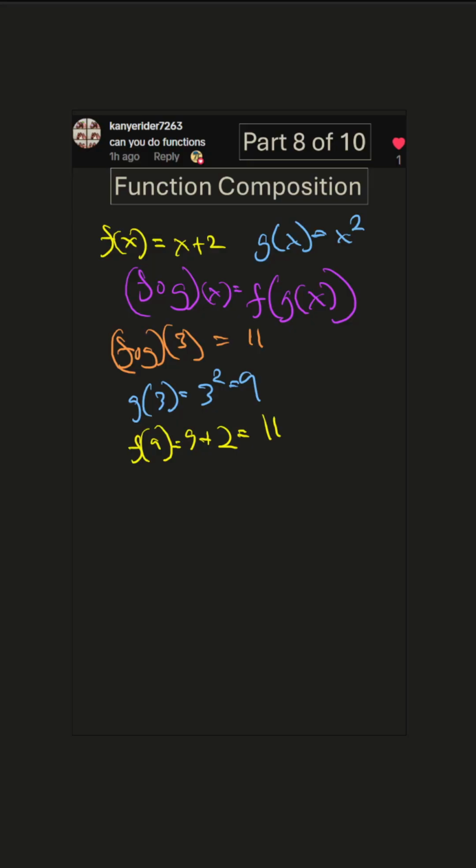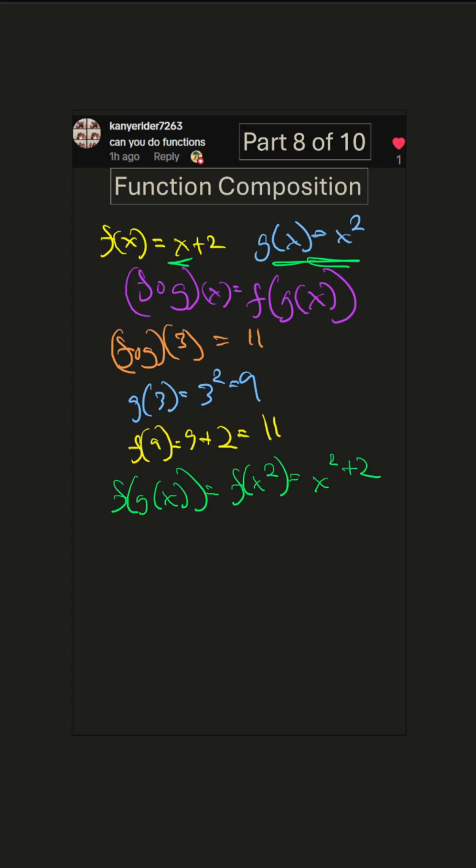Okay, so another way of doing it is to just write the formula for f of g of x. So you start with x squared and you put that inside of f. So f of g of x equals, well, what's g of x? x squared. So we put that inside of f. We take f of x squared, and that equals x squared plus 2.